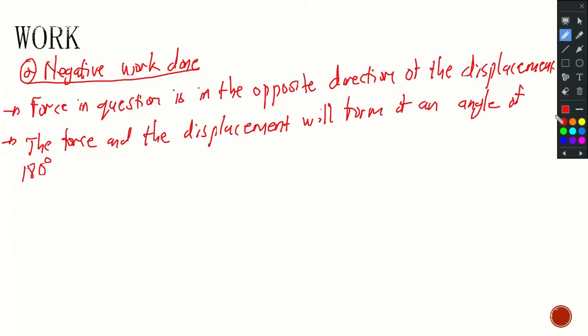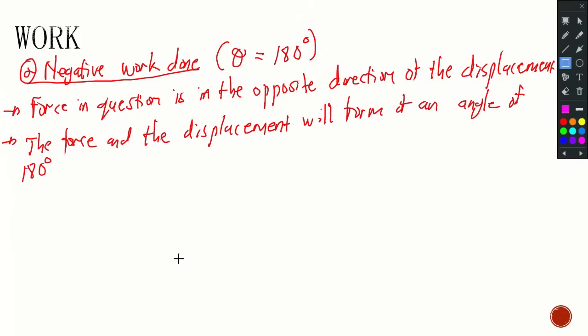Always remember, when consuming these videos, always have your notebook and your pen to jot down the notes, right? So be proactive in watching these videos. Do not just watch, but engage with the video. So now negative work done is possible if theta is equal to 180 degrees. This will be for forces that are in the opposite direction of the displacement.